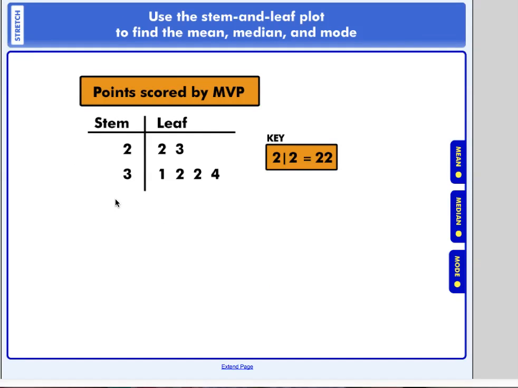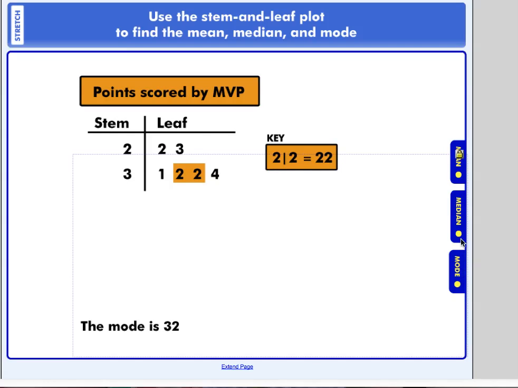Okay, and here we are. We did it correctly. Now we're going to use the stem and leaf plot to find the mean, median, and mode. I can easily see the mode, because there's only one response on there that happened twice. So the mode is 32.